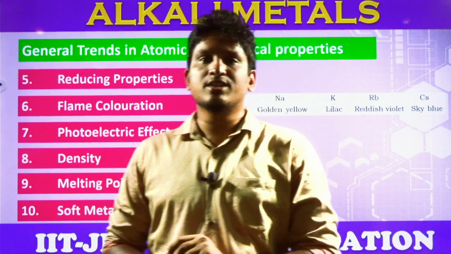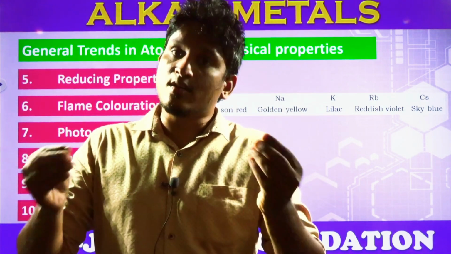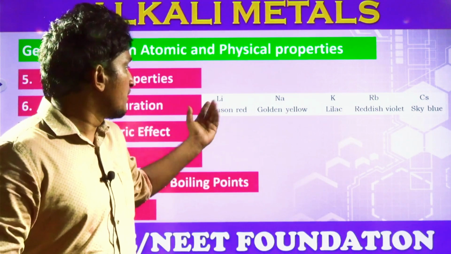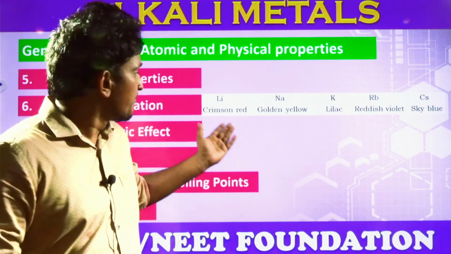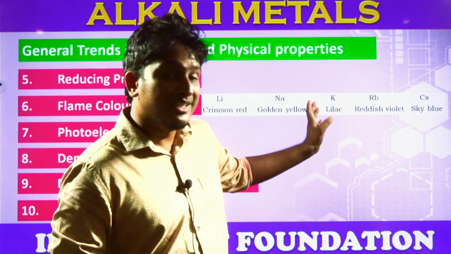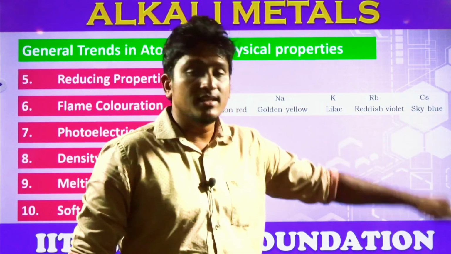So flame coloration means if you try to burn these alkali metals or the salts of these alkali metals, we can expect the following colors. So if you burn lithium, what is the color, students? Crimson red color. Sodium golden yellow. Potassium lilac, that means like pinkish purple color. Rubidium reddish violet. Cesium sky blue.